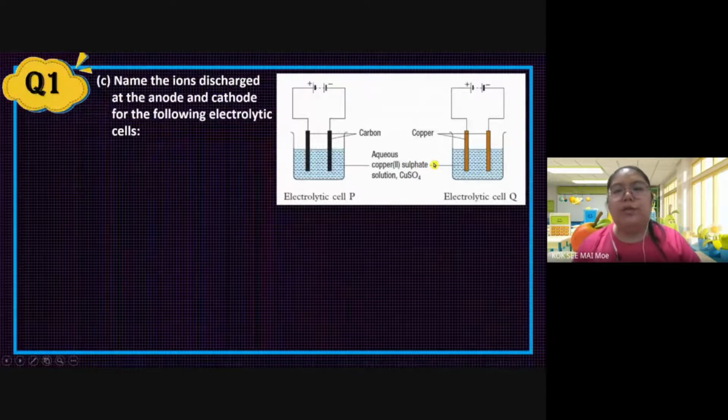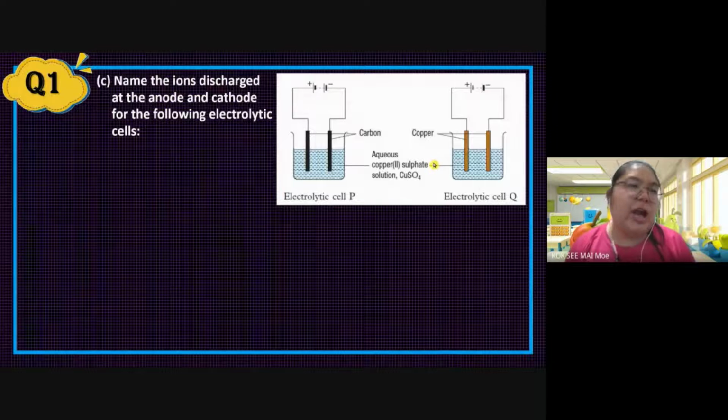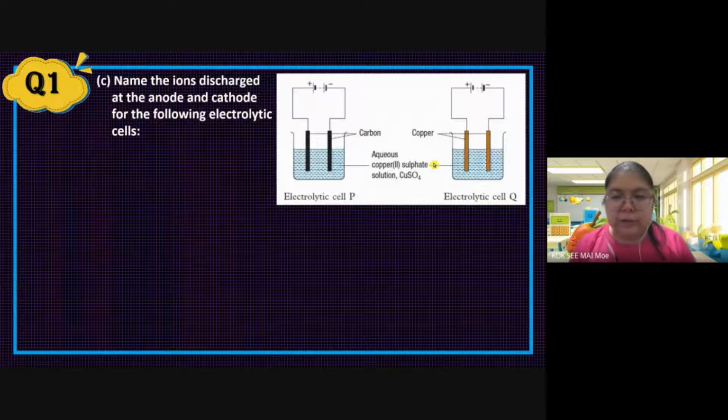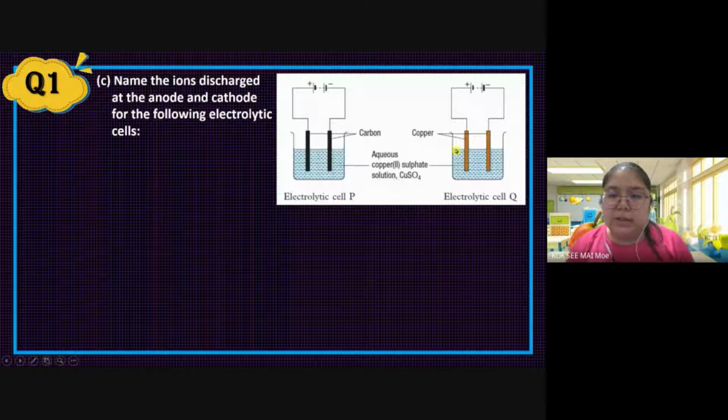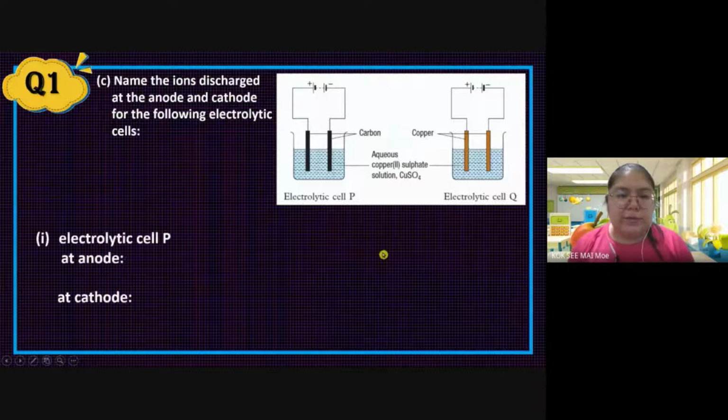Now you tell me which one should be discharged. Are we using sulfate or using hydroxide? Anybody have an idea about this one? This one is copper, this one also is copper. So we see the answer for the first round.